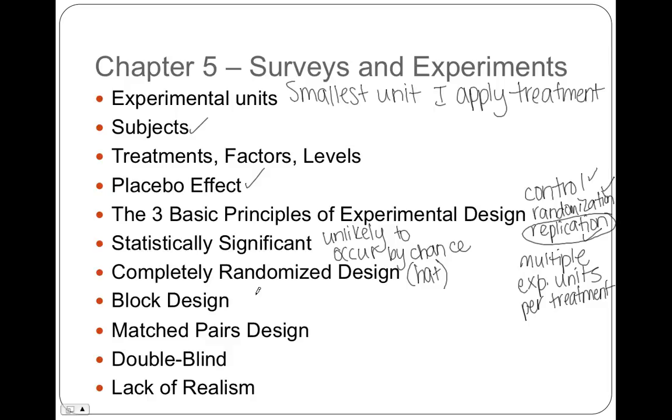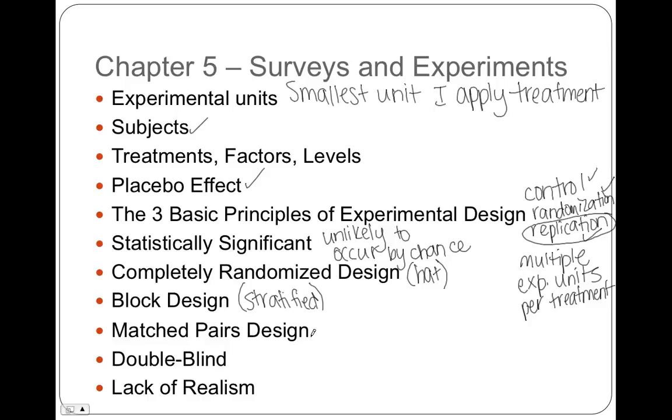A block design is kind of like a stratified design. It's kind of like stratified random sampling. They're not the same thing. Stratified random sample is a way that I choose a sample, whereas a block design is a way that I assign to treatments in an experiment. Stratified is for sampling, block design is for experimentation. But the process I go through is similar. I split my experimental units up based on certain traits, and then within each group, within each block, they get assigned to the different treatments.